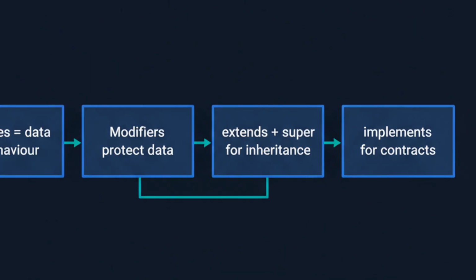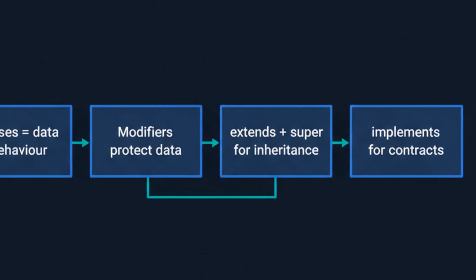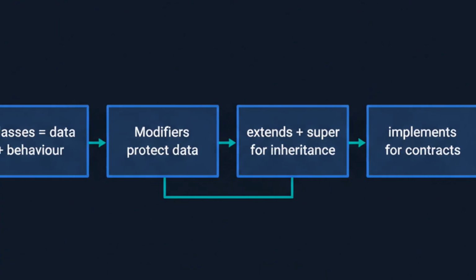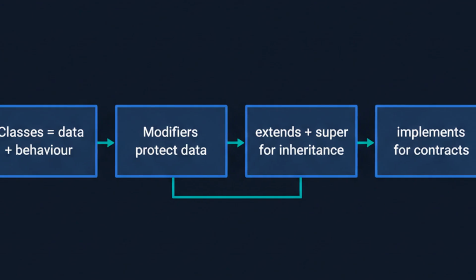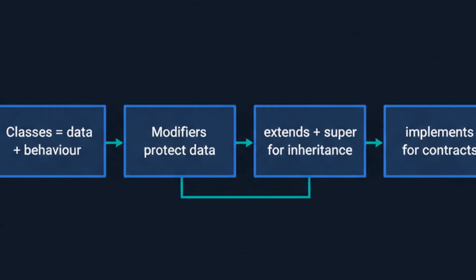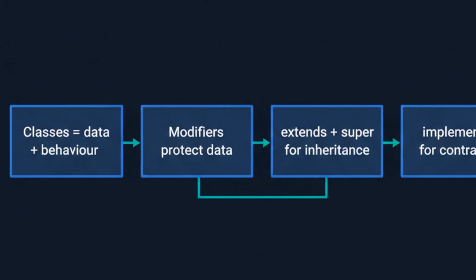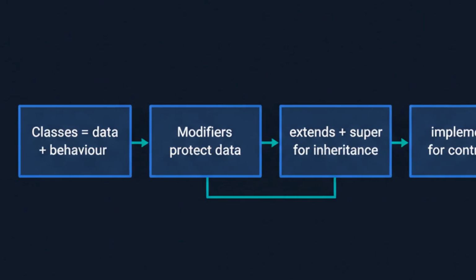Quick recap. Use classes to model things with both data and behavior. Reach for private and readonly to protect your data. And prefer parameter properties to keep constructors clean. And use inheritance only when there's a real is-a relationship. Otherwise, interfaces or composition are often cleaner. Master these, and your code becomes far easier to read, test, and grow.